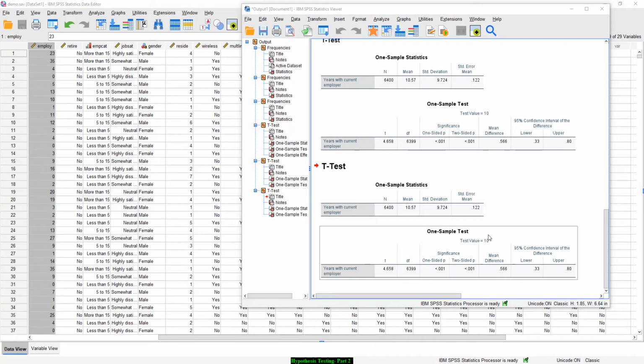From here we see the mean is 10.57, the standard deviation is 9.72, and this is the mean standard error, which is the standard deviation divided by the square root of 6,400. By our understanding, when the population variance is unknown and the sample size is more than 30, we should use the Z distribution. But in SPSS we are using the T distribution. So if you are given output from SPSS, you should interpret it based on the T distribution.